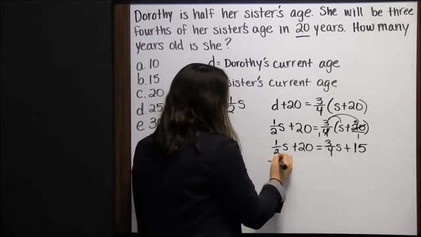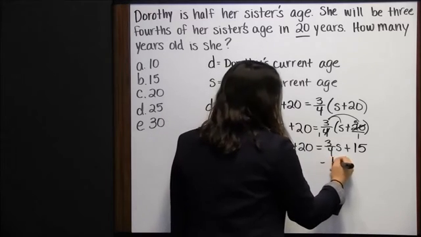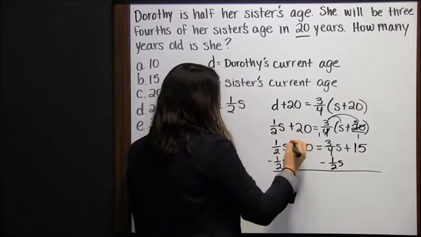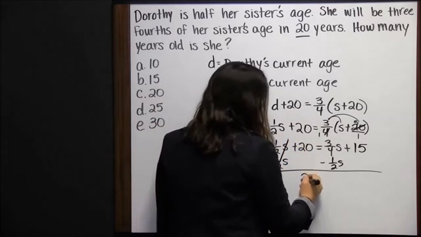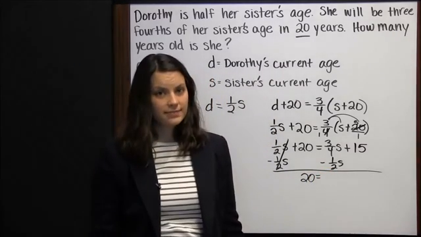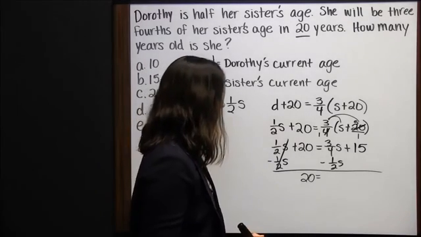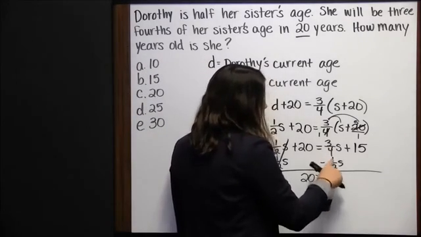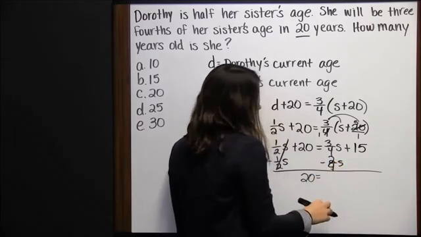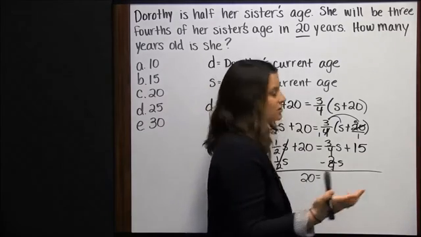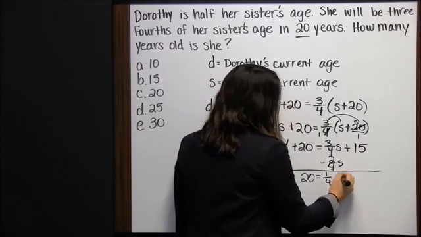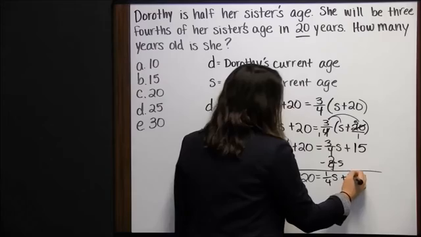Okay, so we need to get all of our variables on the same side. So to do that, I'm going to subtract 1/2 S from both sides. 1/2 S minus 1/2 S is 0. I'm going to bring down 20, and that equals. Now, to subtract fractions, I have to have common denominators. So 1/2 is also 2/4. So I'm going to change 1/2 to 2/4 so that I can subtract these. And then when I subtract, you just subtract the numerators. 3 minus 2 is 1, and your denominators stay the same, 1/4 S, plus 15.